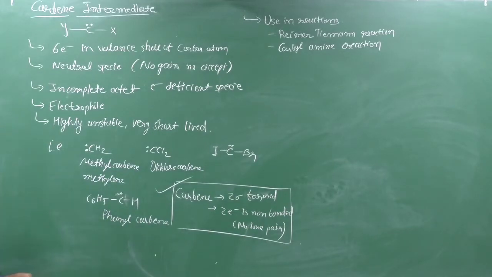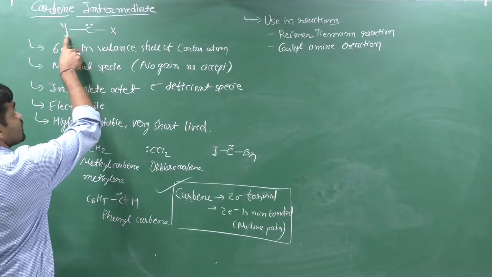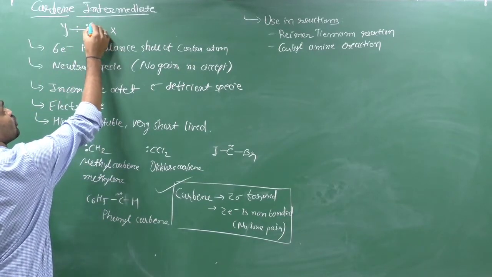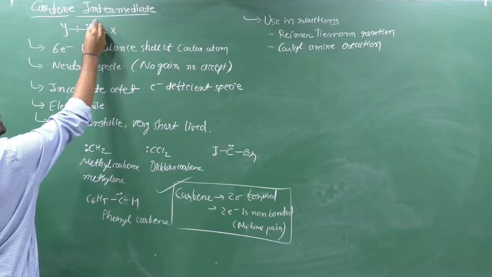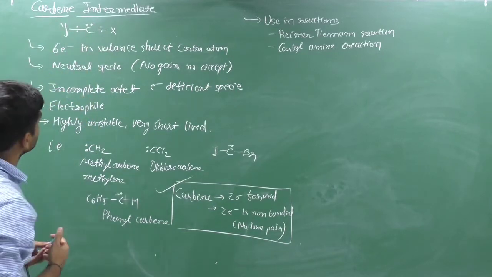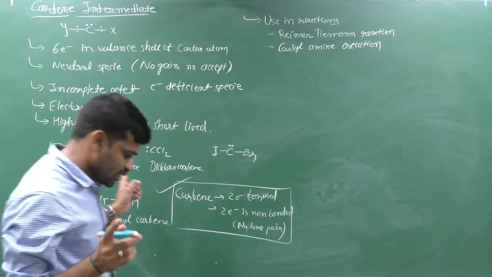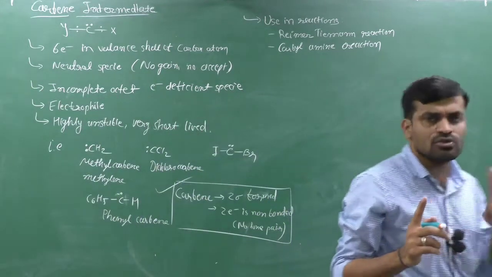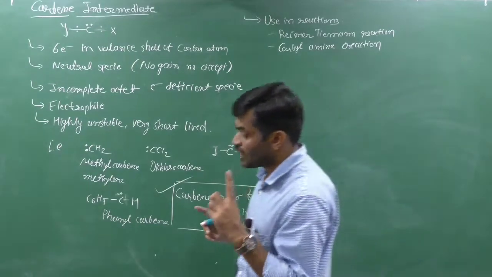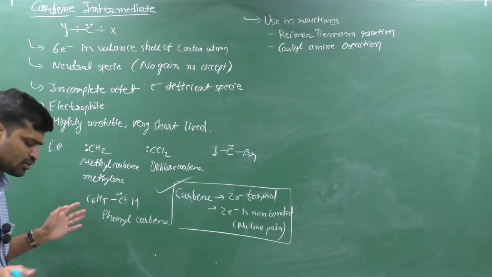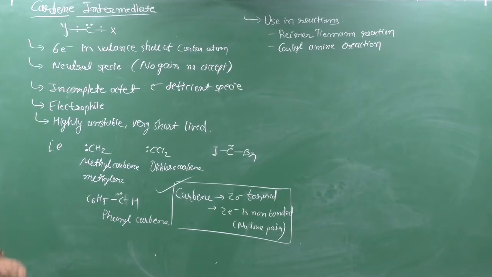First of all, carbene means one carbon which has two sigma bonds and two electrons. It is not a lone pair. So this type of arrangement is known as carbene: carbon connected to two sigma bonds and two unpaired electrons. This unpaired electron is not a lone pair. Clear? Why is it not a lone pair? We can understand in this topic.